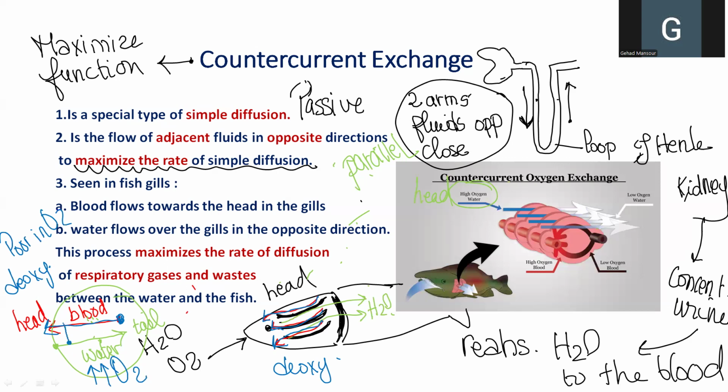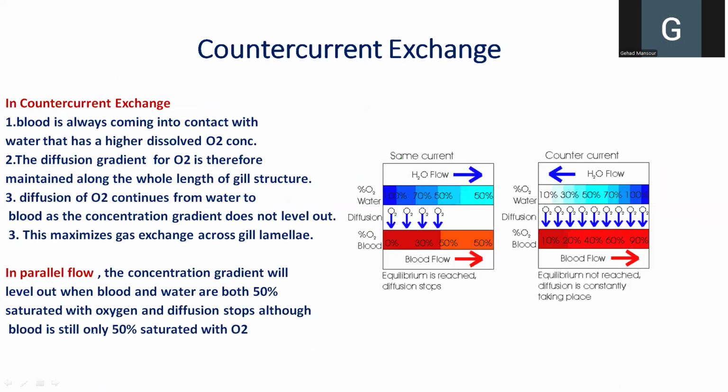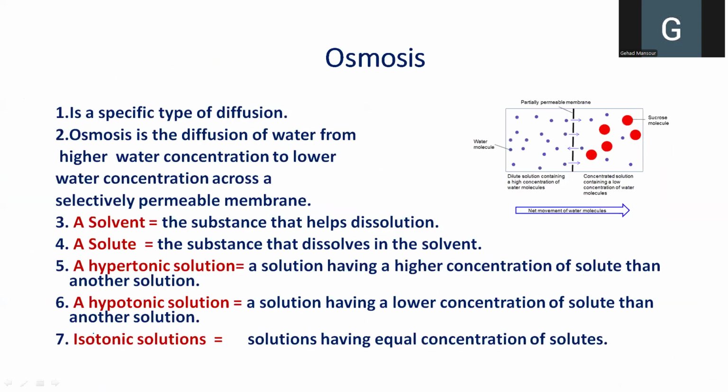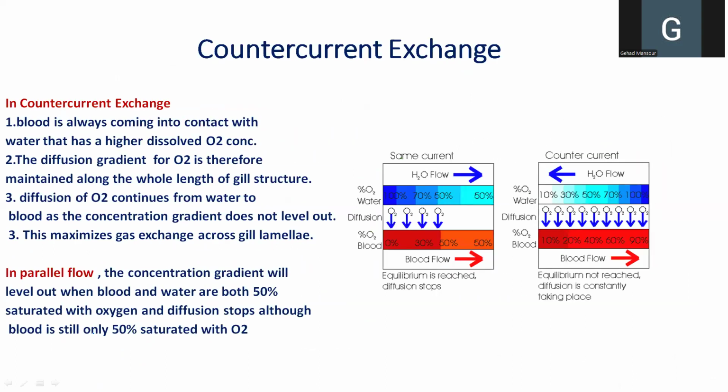So we are expecting oxygen to diffuse from the water to the sites where the blood is flowing through the head, in order to enrich the blood with oxygen. Here we have seen by structure how this is a countercurrent exchange. But on the next slide, we will see how it maximizes the function. And the function here is to enrich the blood with oxygen.